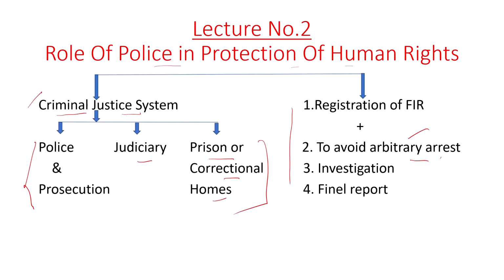and then, if the arrest is made by the police officer after that, the chances of unlawful arrest and violation of human rights would be very minimal, very less. So, this is the second important area where a police officer can play an important role in the protection of human rights. The third important element is interrogation or investigation, and the fourth is the final report, that is also known as the charge sheet.